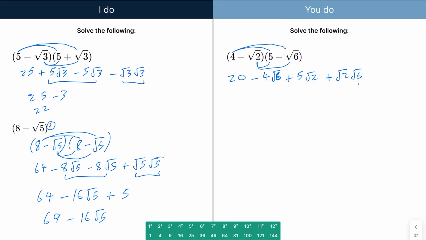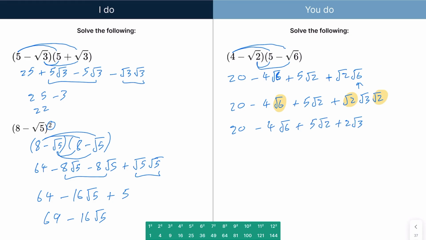So that can help us tidy up the 2. If we just write this out, 20 minus 4 root 6, here the root 6 won't do anything, so we don't need to break that down. This is a really good example actually, because the root 6 here won't actually do anything if you break it down, so we leave it as it is. However, if you break the root 6 down here, it actually helps us do something. Breaking the root 6 down here means this and this can be combined together. So that then becomes 2 root 3. So that's 20 minus 4 root 6 plus 5 root 2 plus 2 root 3.